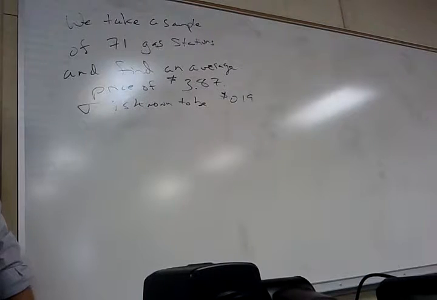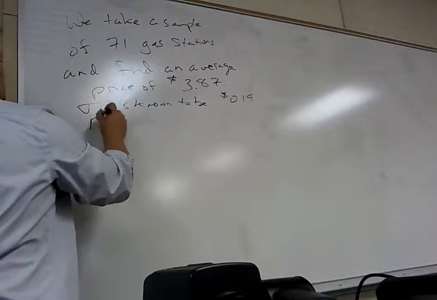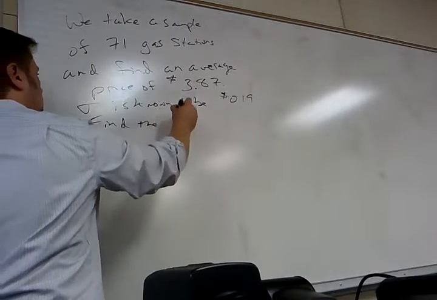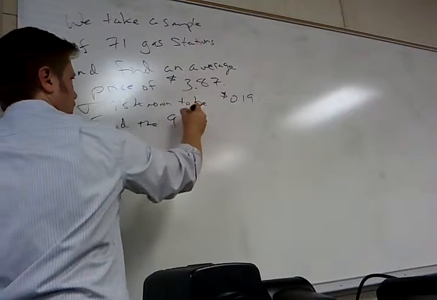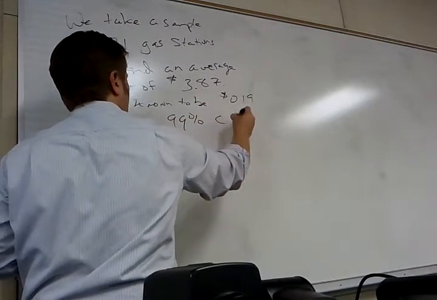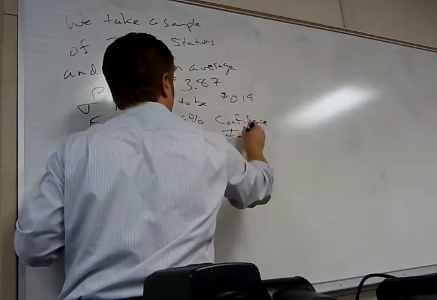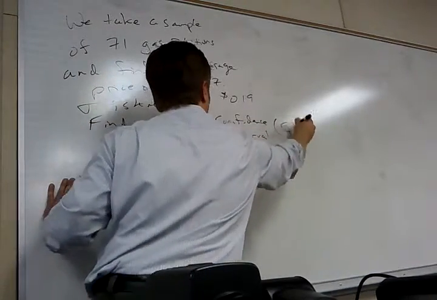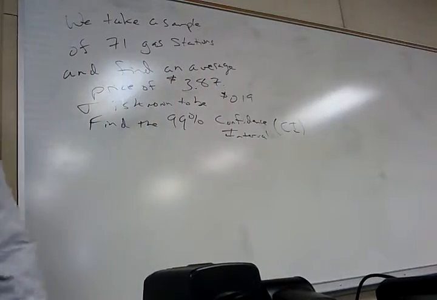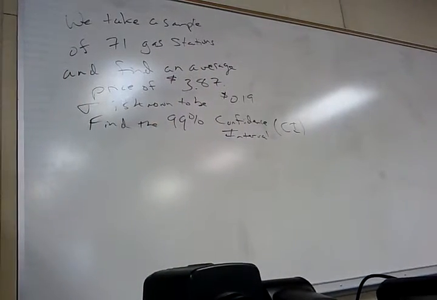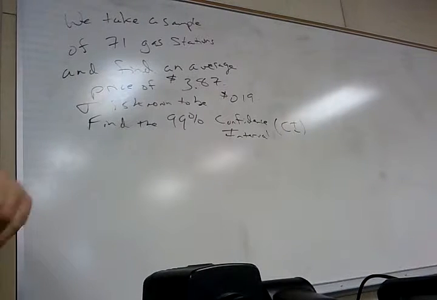So I want to find the 99% confidence interval, which from here on I will write as CI because I don't like writing that much. So CI will mean confidence interval. Okay.